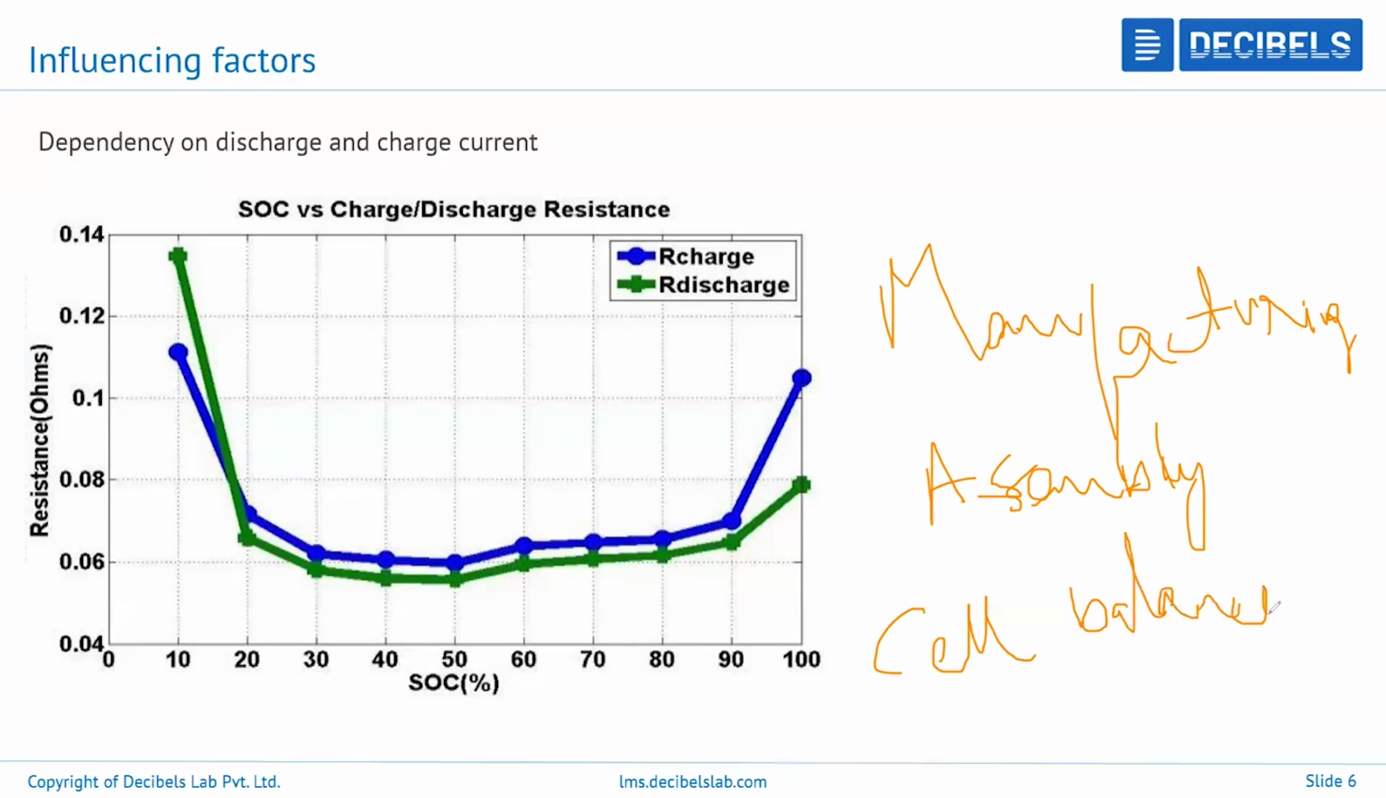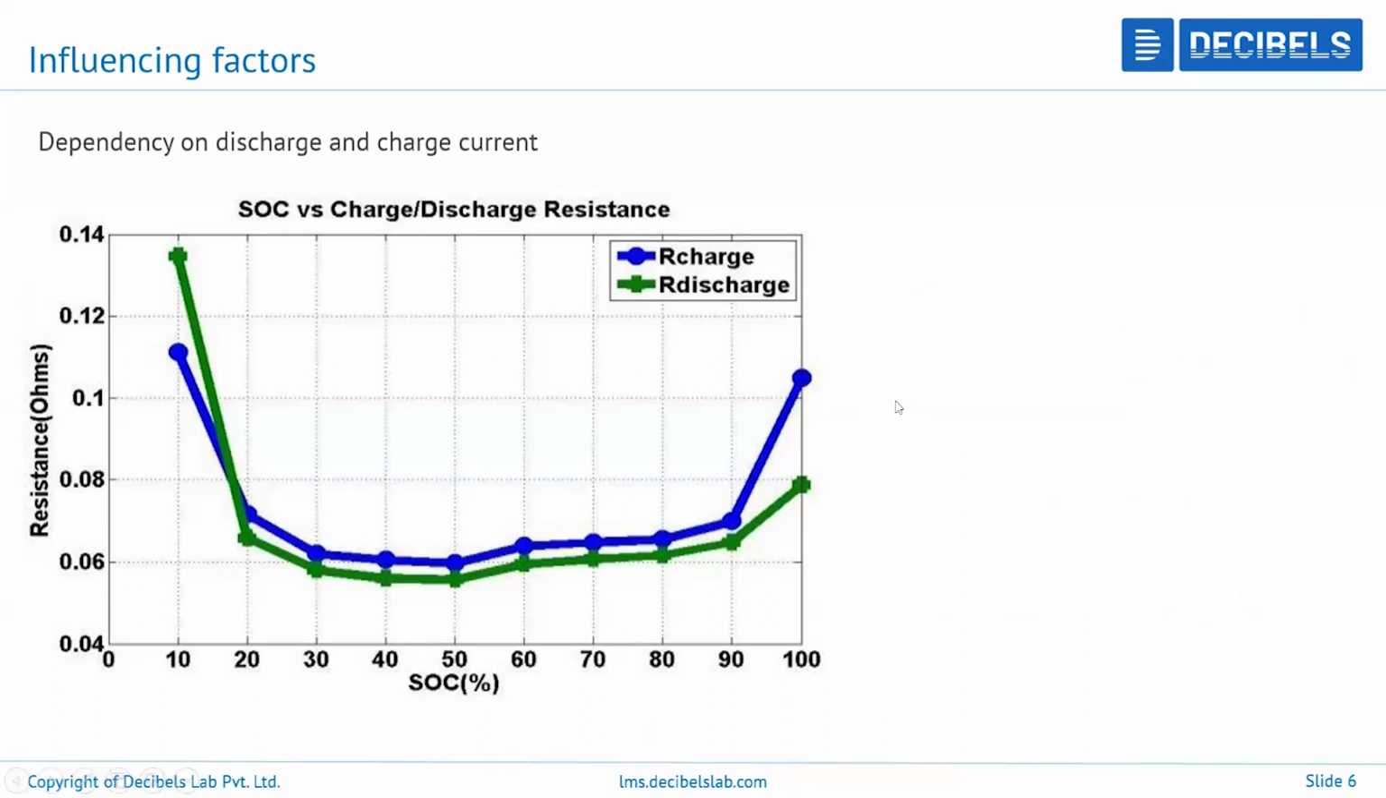So basically, if the cells are not balanced, it can cause one cell to have more resistance than another cell. That can lead to imbalance in the cells, and further it can cause depletion in the pack. So all of these are the influencing factors, right?